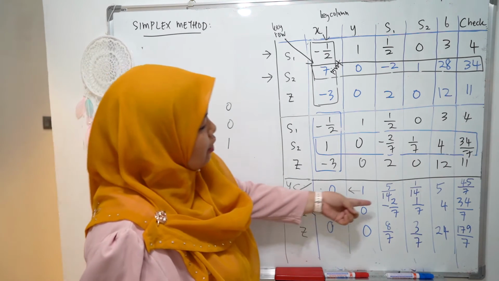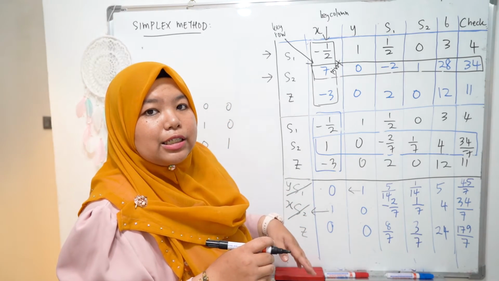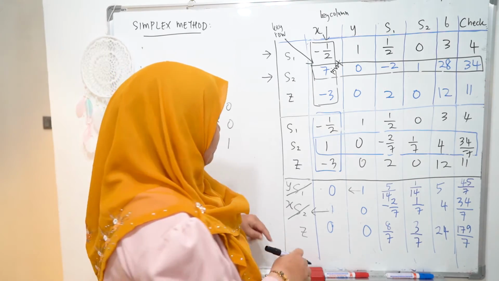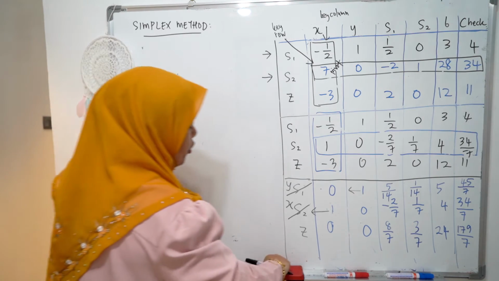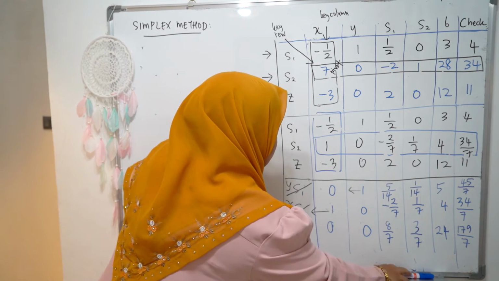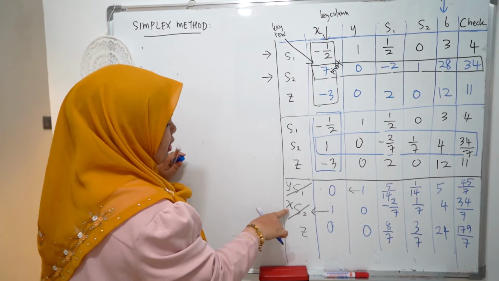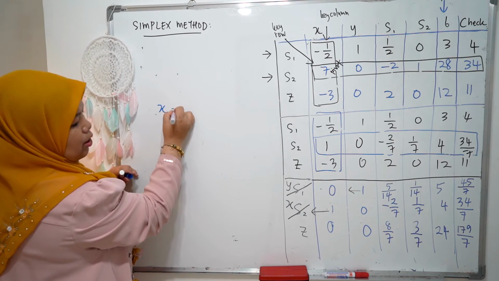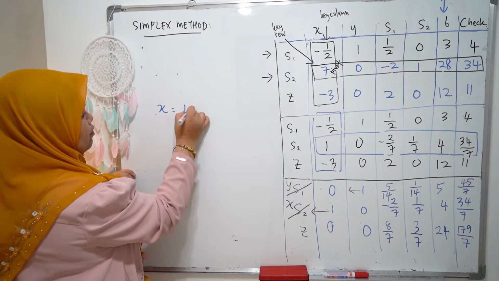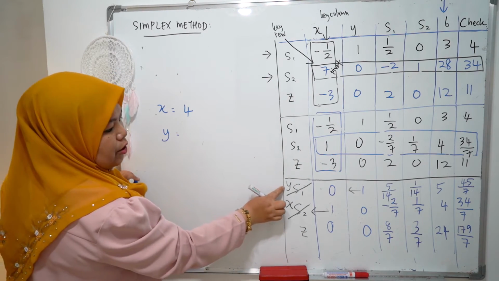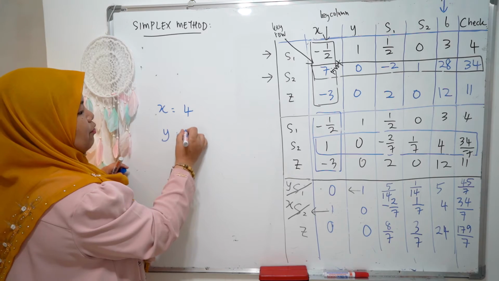Over here 5 over 14, negative 2 over 7, 8 over 7. So this is not an identity matrix. So for the conclusion, we look at B. For example, x equals row B 4. y equals this row and then the column B, so the value of y is 5.